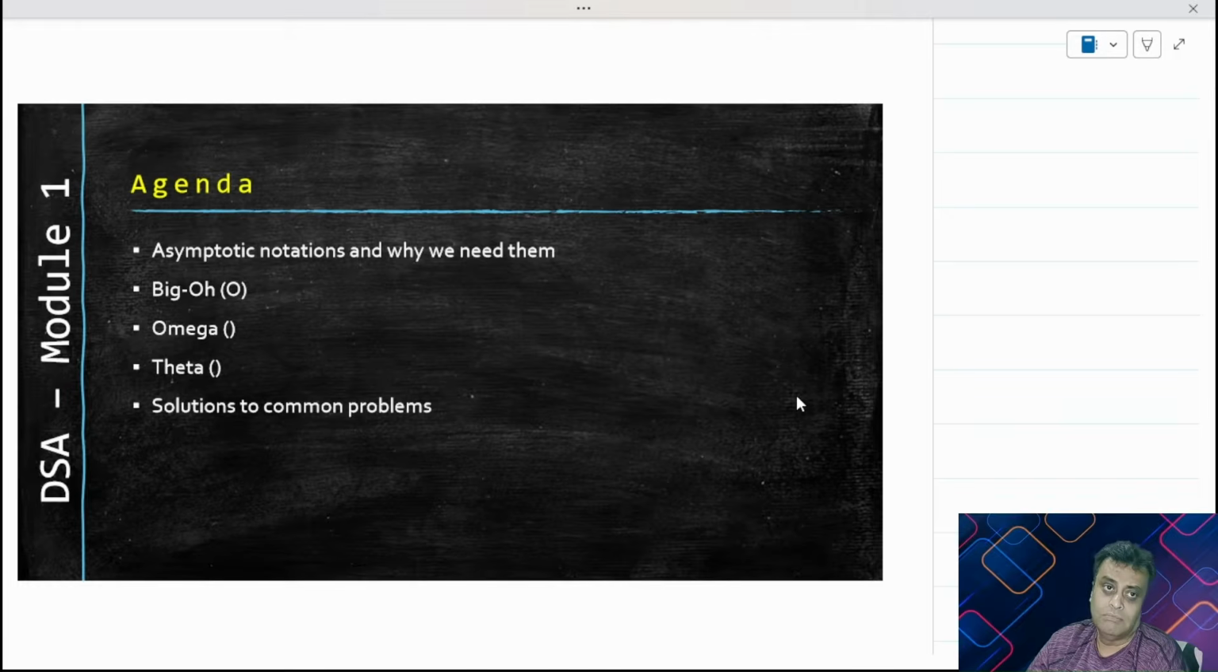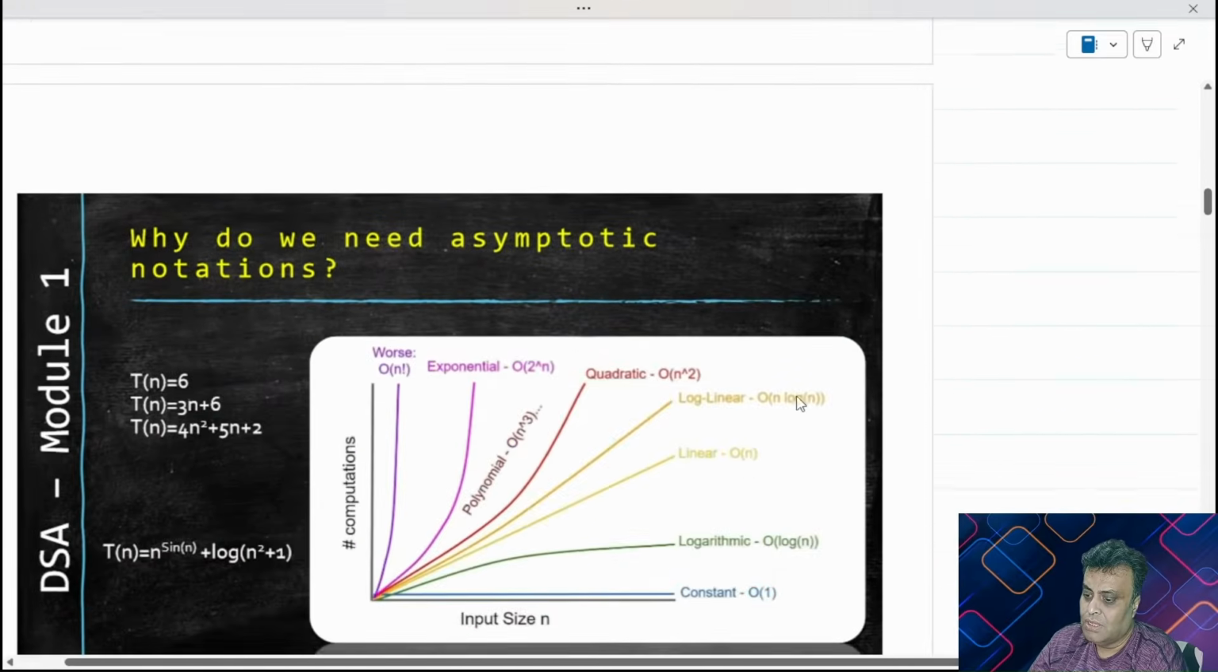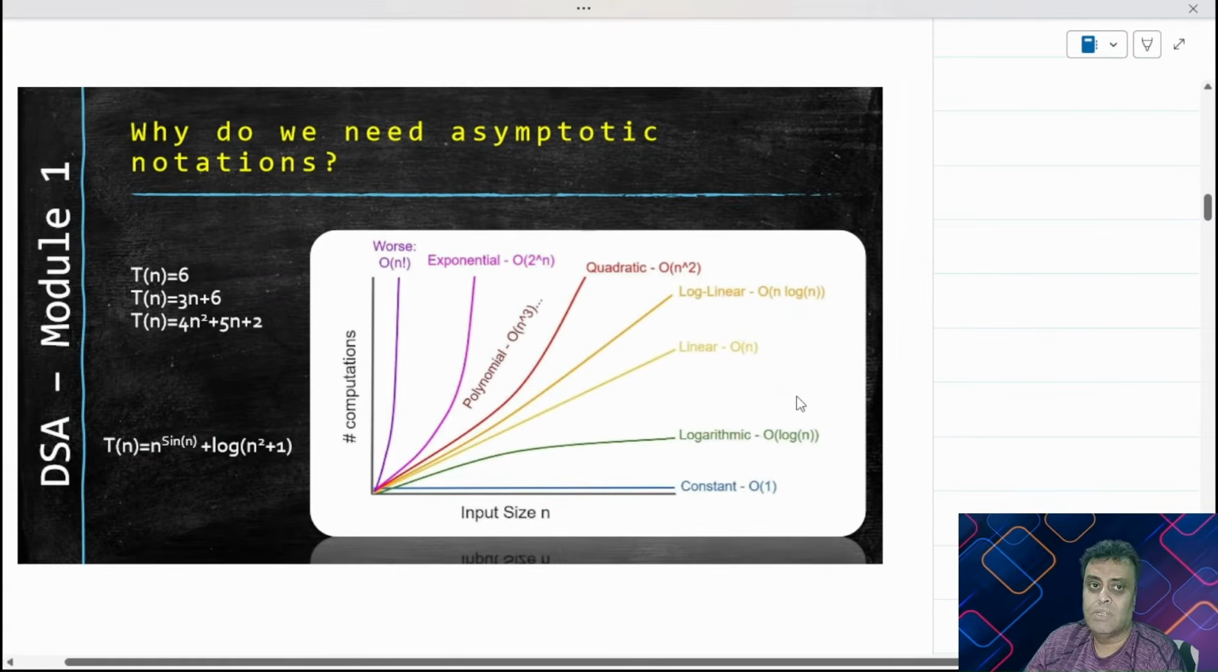And of course, because we will be completing asymptotic notations, we will now attempt to solve typical university questions that come as a part of asymptotic notations. Now, that being said, let us deep dive into asymptotic notations.